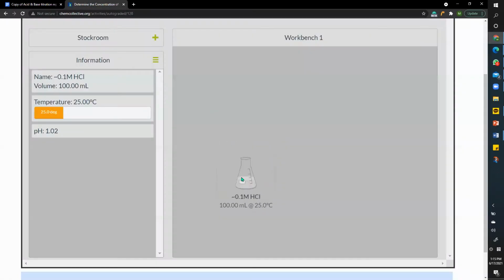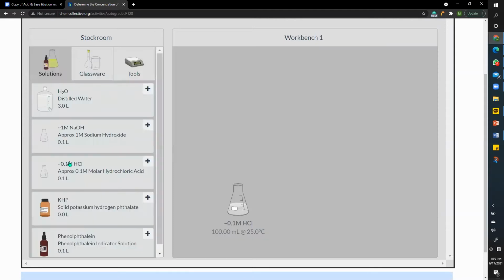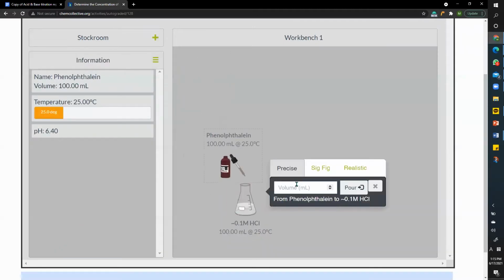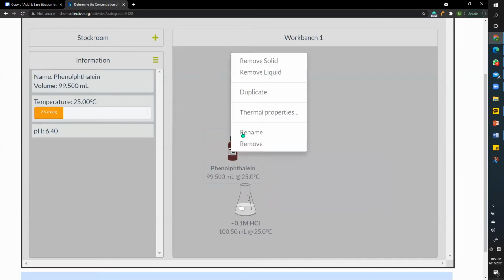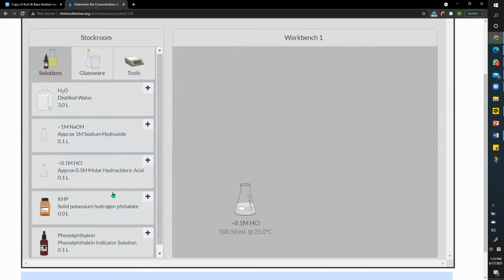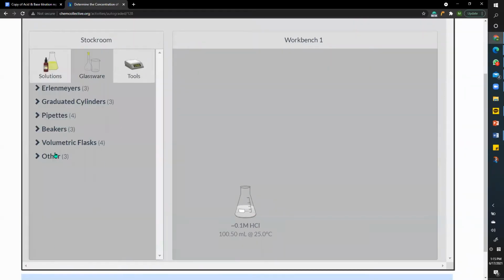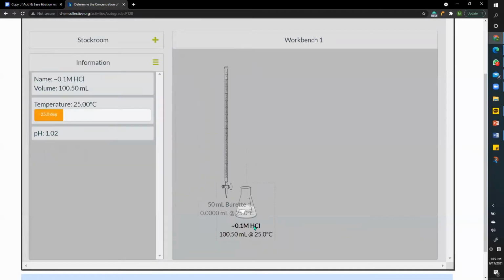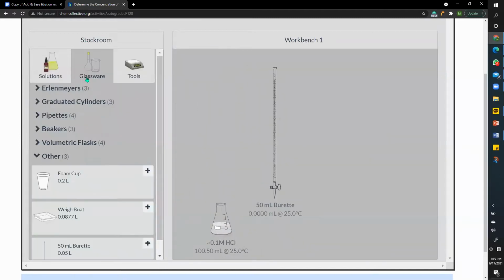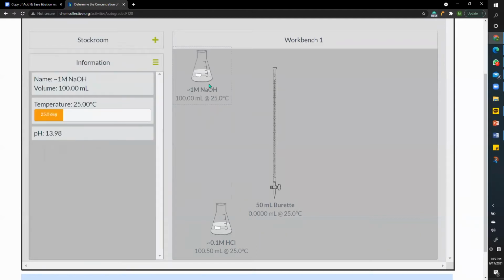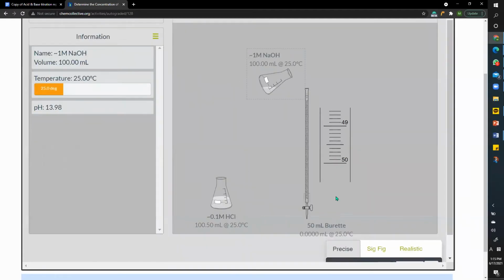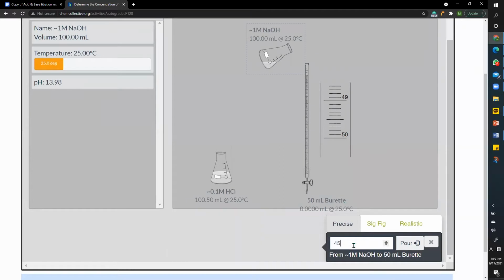Okay, so this one, HCl solution, 100 milliliter. I will add phenolphthalein to see the color change when NaOH is added. Yes, 0.5. Then remove. And then again, we start the titration. Water is spirit here. Now we have to add NaOH. We already know the concentration now. 45.